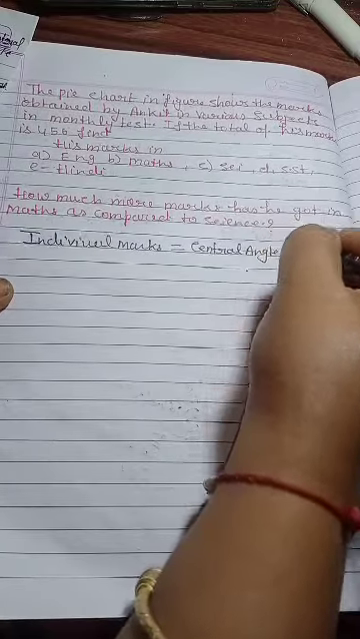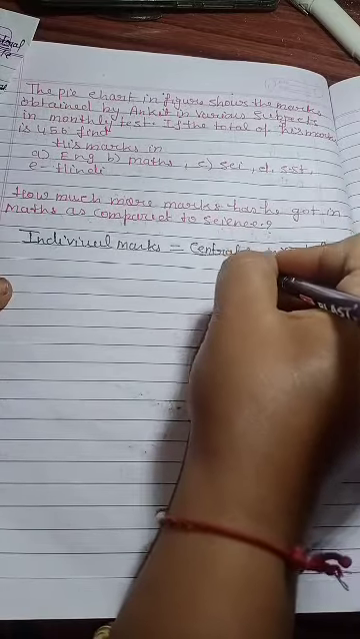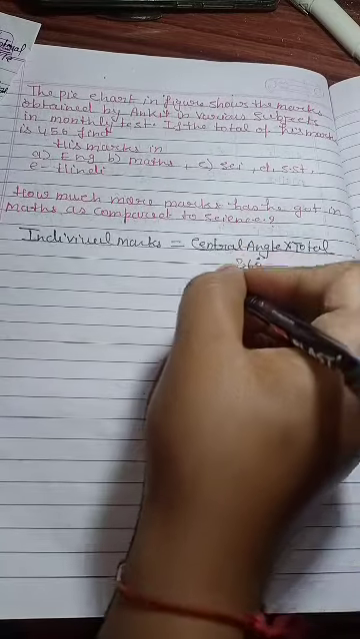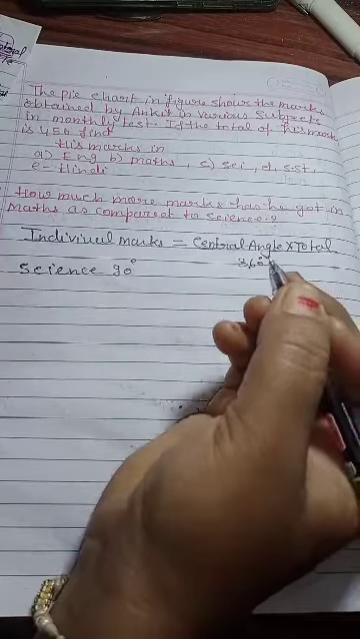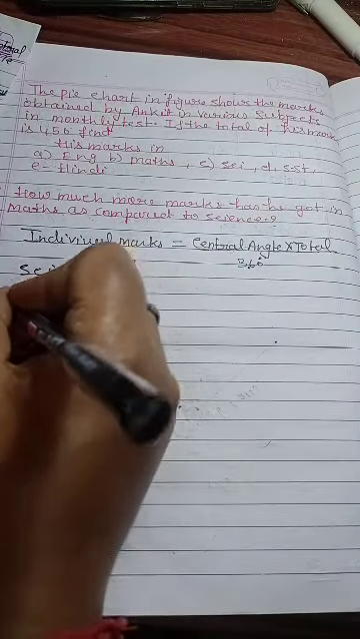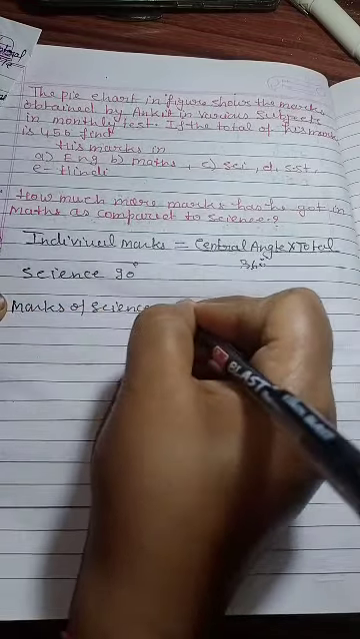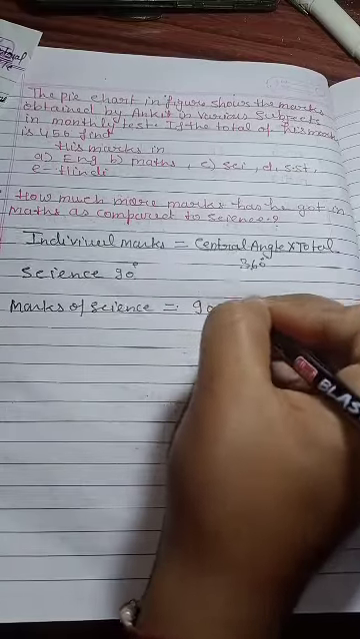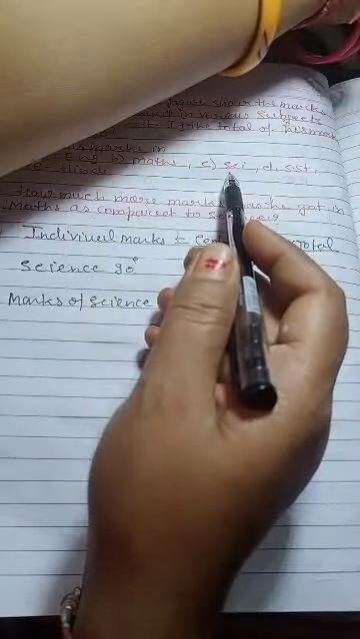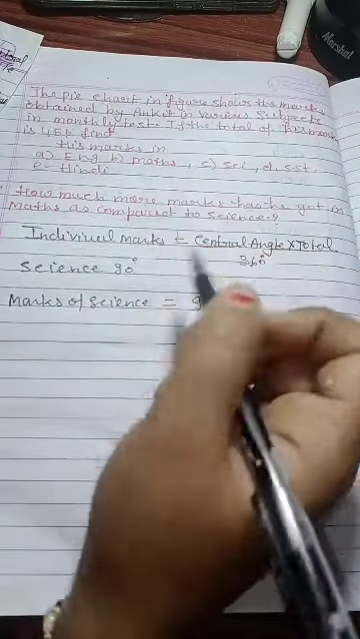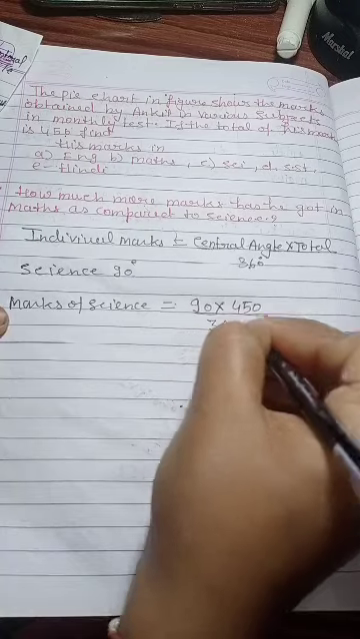Okay, central angle multiplied by the total, whatever total of the individuals comes, divided by 360. For example, for science 90 degrees there. Science 90 degree angle is coming. So how will you do? Marks of science is equal to, okay, beta, central angle is 90 degree multiplied by the total given to you, 450. Total is given to you, 450, maybe it will be visible to you, 450 multiplied by 90 divided by 360.